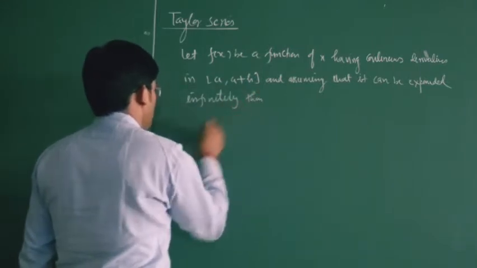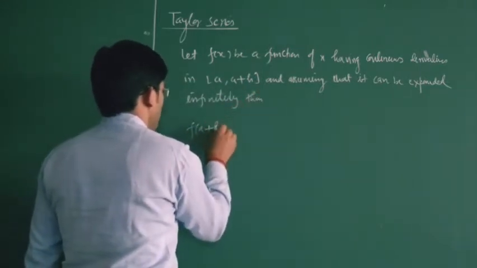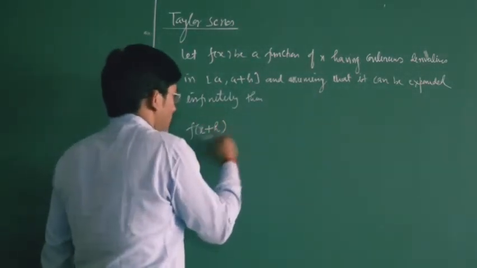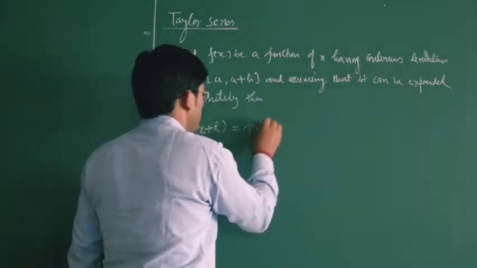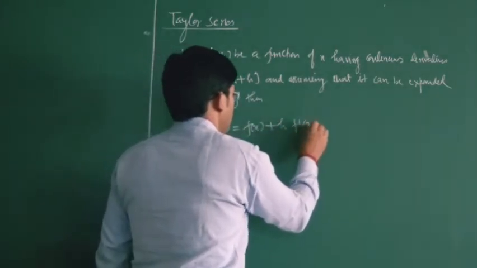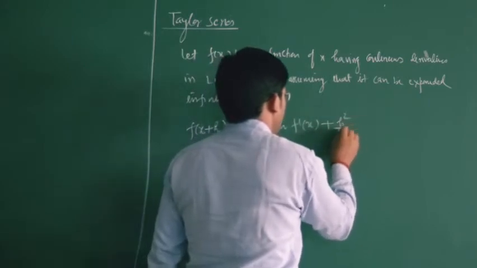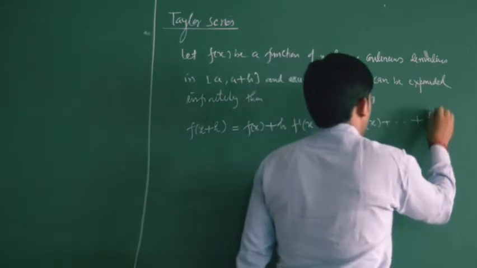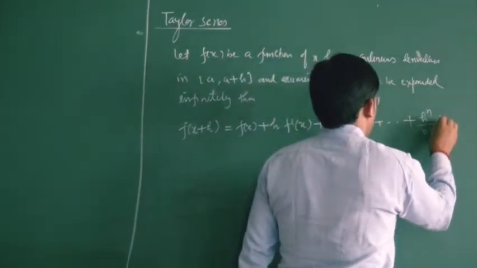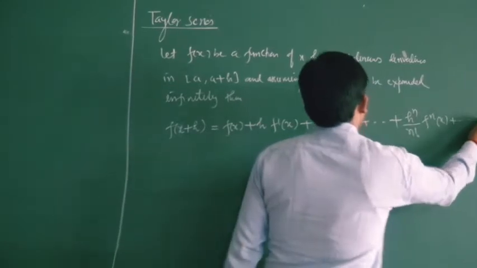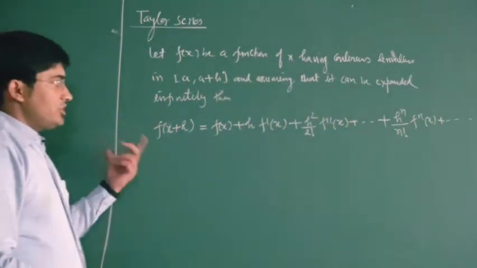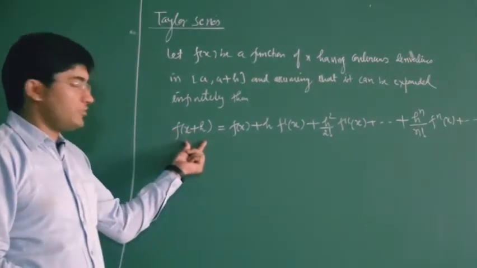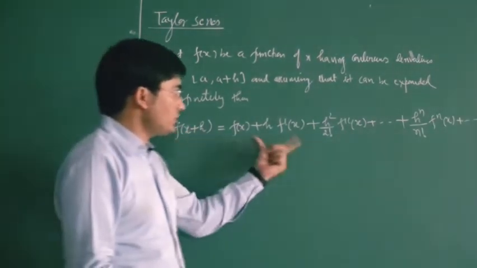then the Taylor series of the function f(x) is given by f(x plus h) equal to f(x) plus h f dash x plus h square upon factorial 2 f double dash x, and so on, and your nth term will be h power n upon factorial n f^n(x), as we assume that it can be expanded infinitely. So the Taylor's expansion of a function f(x) is equal to this one.